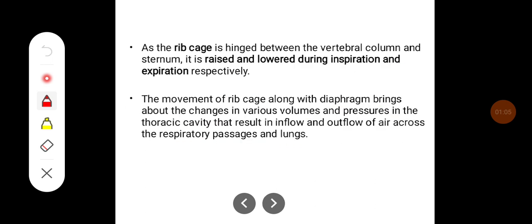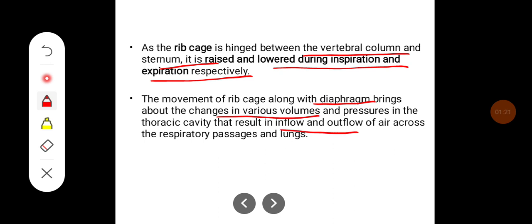The rib cage is hinged between the vertebral column and sternum. It is raised and lowered during inspiration and expiration, respectively. The movement of the rib cage along with the diaphragm brings about changes in various volumes and pressures in the thoracic cavity that result in inflow and outflow of air across the respiratory passages and lungs.